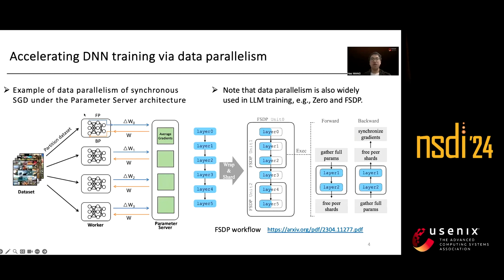Today, a widely used way to accelerate DNN training is to use data parallelism. The basic idea is to partition a data set into mini-batches and perform parallel training on different workers simultaneously. Note that data parallelism is also widely used in recent large language model training, for example, ZeRO and FSDP. So in this paper, we focus on the case of data parallelism.